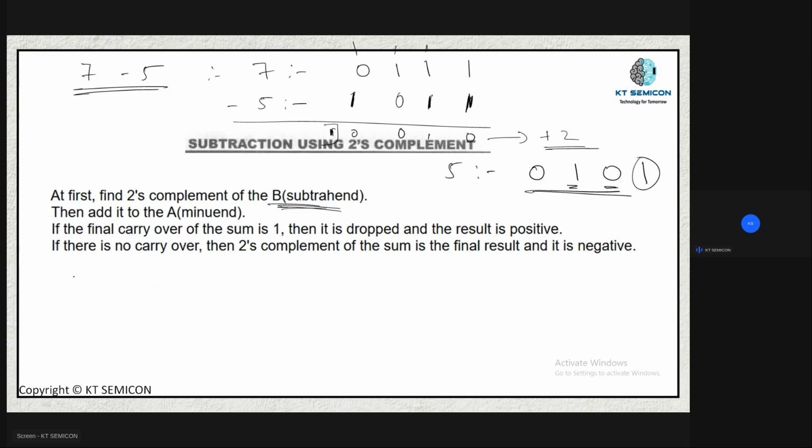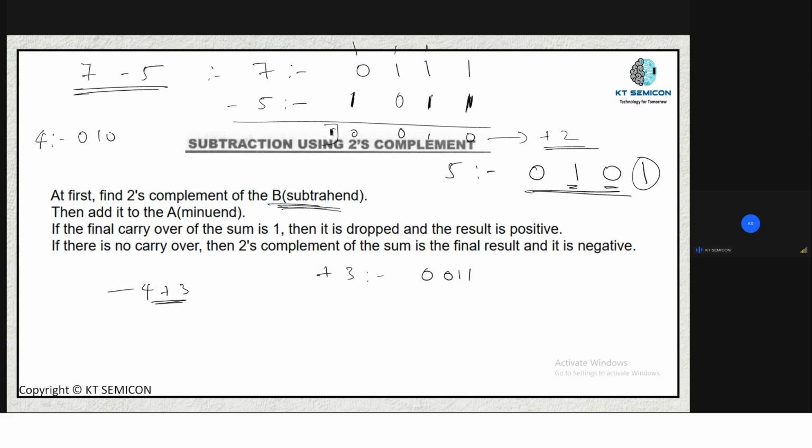Now, let's say I want to perform the subtraction minus 4 plus 3 using the 2's complement form of subtraction. Now, the positive number is represented as it is, without applying any complement. So this plus 3 is basically written as 0011. And coming to this minus 4, I need to apply the 2's complement on this 4. So how to apply the 2's complement on this 4? First of all, we will write this 4 as it is, that is 0100.